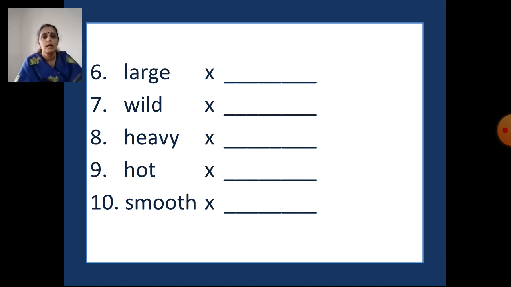Done? Shall we see what the answers are? Large. The opposite of large is small. S-M-A-L-L, small. Next one. The opposite of wild is tame. T-A-M-E, tame. Next is heavy.